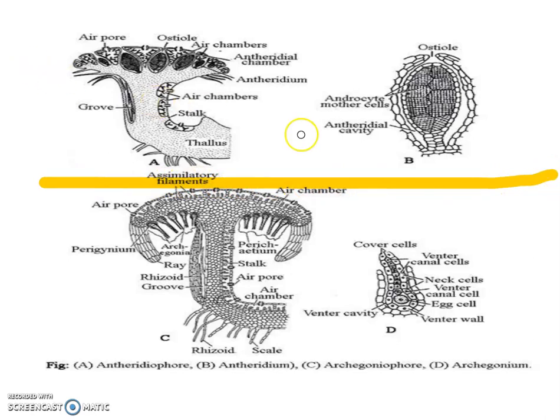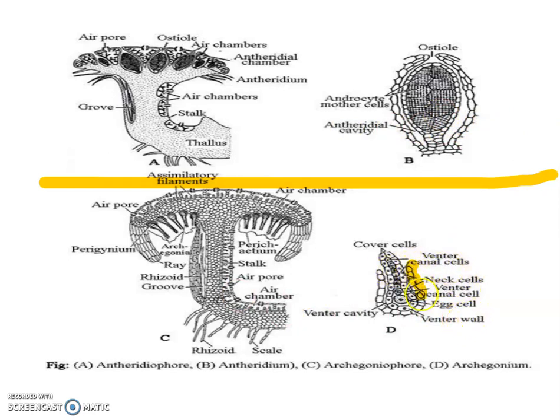Male Marchantia produces antheridium, and female Marchantia produces archegonium. Antheridium and archegonium are the reproductive organs of the Marchantia. In the antheridium there is sperm formation, and in the archegonium there are egg cells.